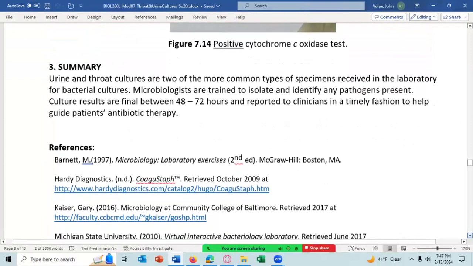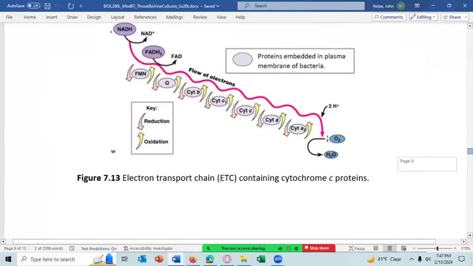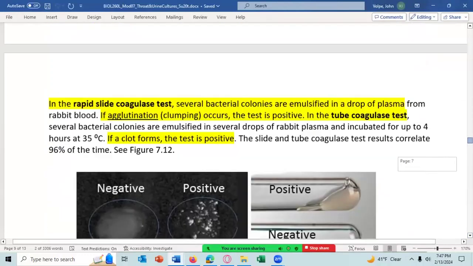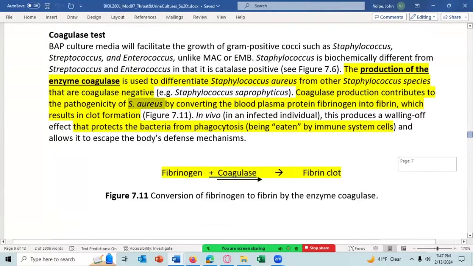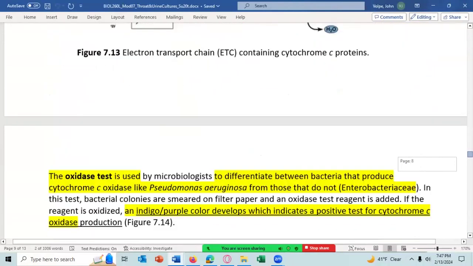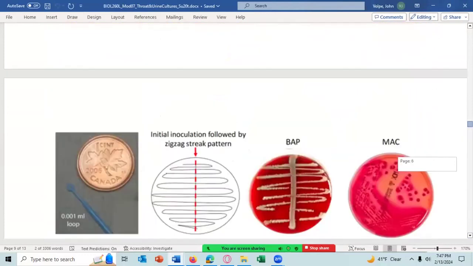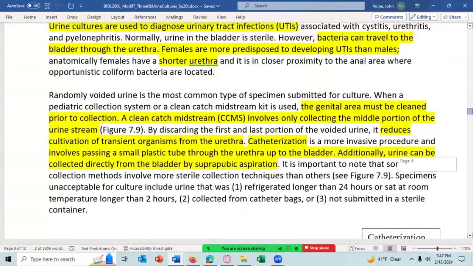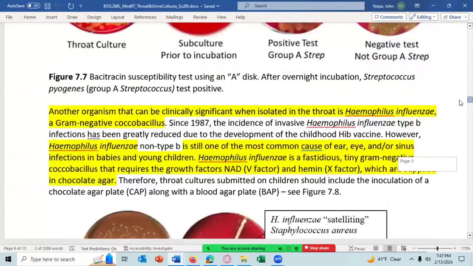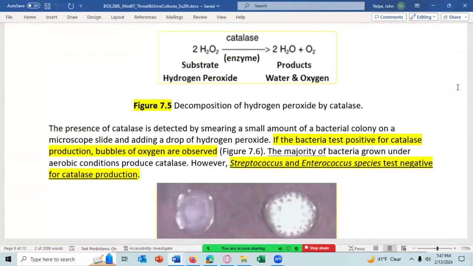All right, there's one more test I think I need to talk about, and it's not here, it's the catalase test. Oh, I've already talked about the catalase test. I talked about the catalase test with the throat cultures. And that is, you look for the presence of the enzyme catalase. If you have the enzyme catalase around, you see bubbling. If catalase is not around, you will not see bubbling.